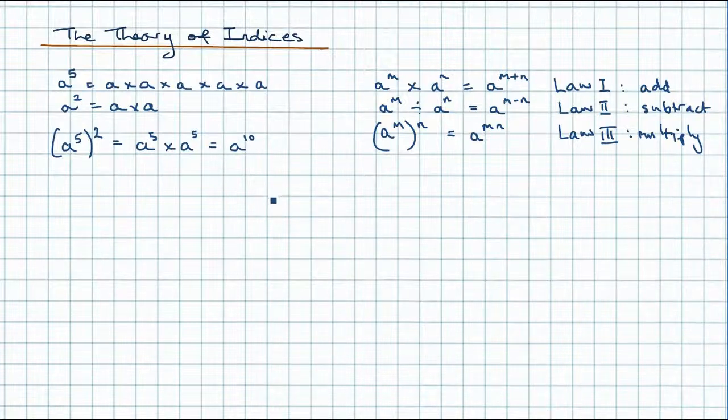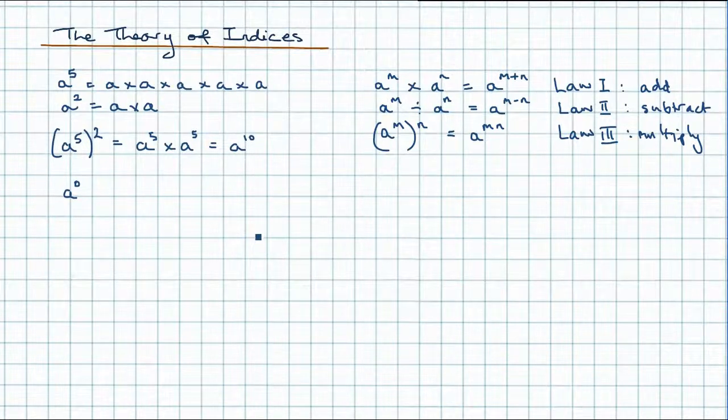So those are the three laws of indices, and they're pretty straightforward, and after a while they become very intuitive. Let's now move on to some interesting spin-offs from this, because you might well be wondering about unusual numbers, unusual powers. And the first thing I want to think about is a to the power 0.